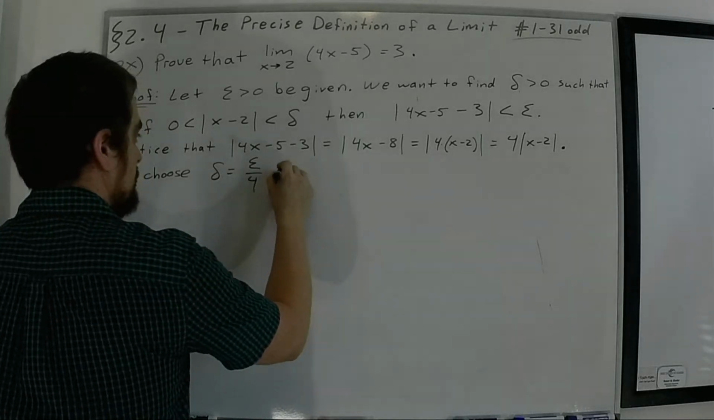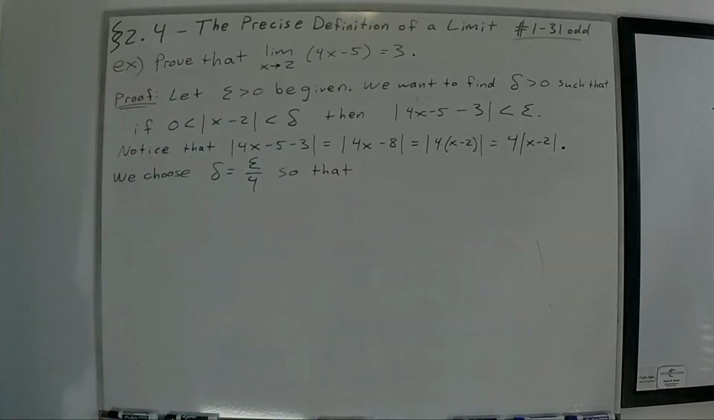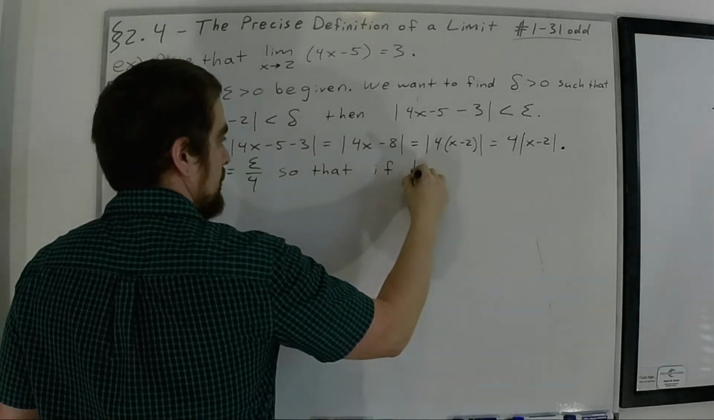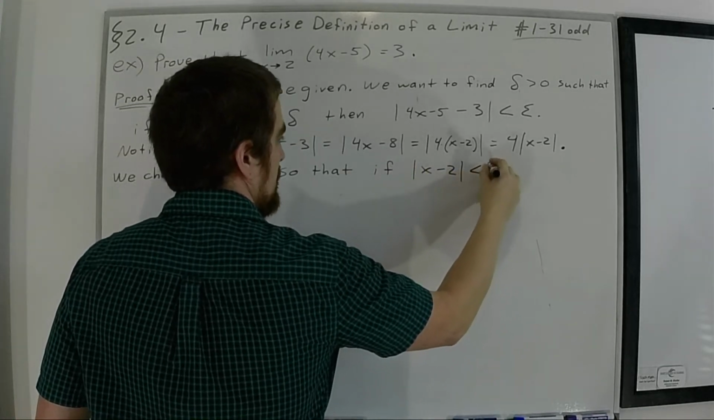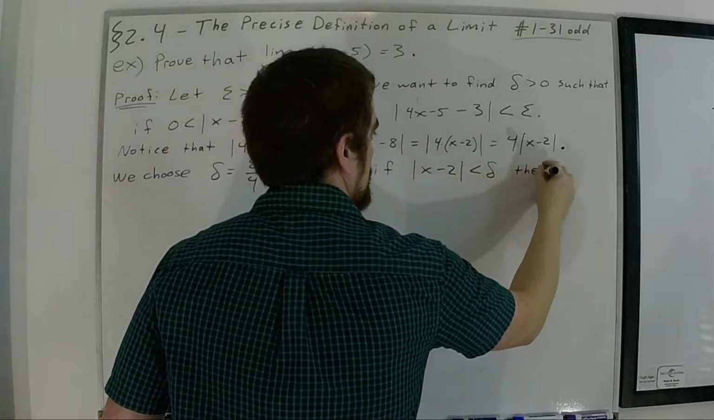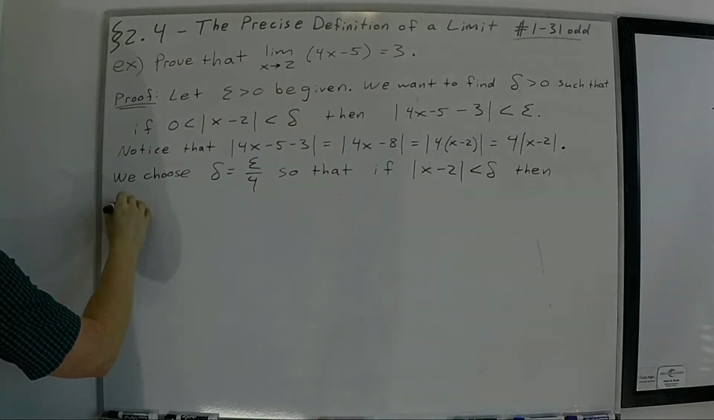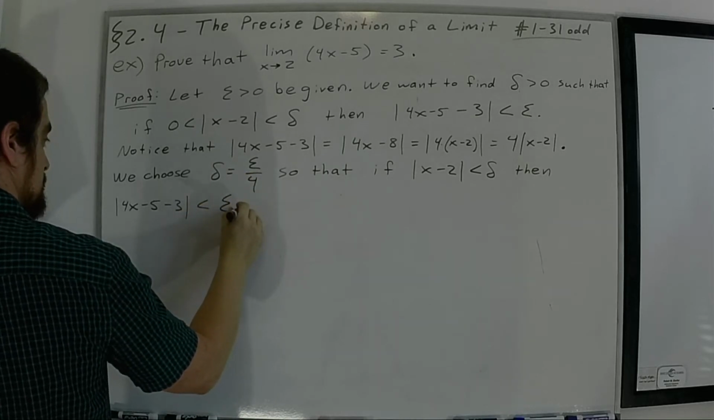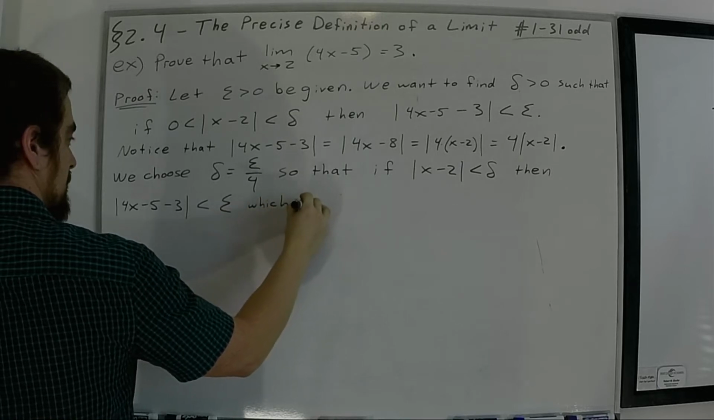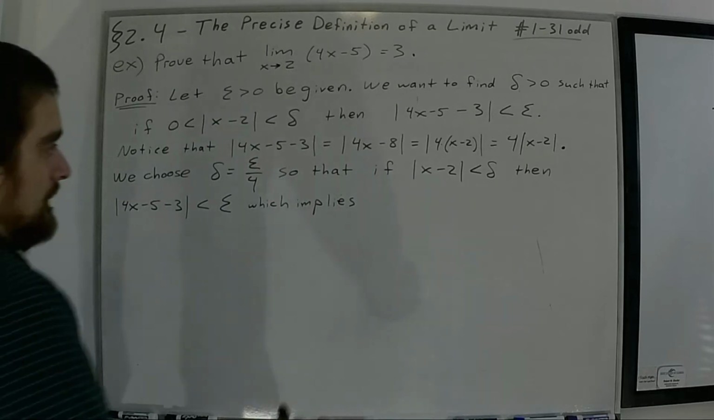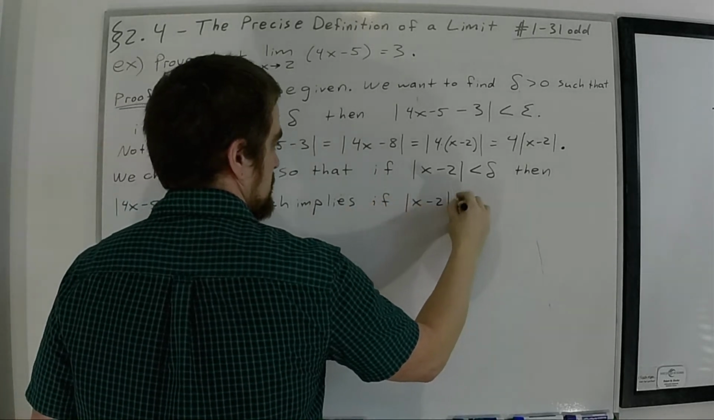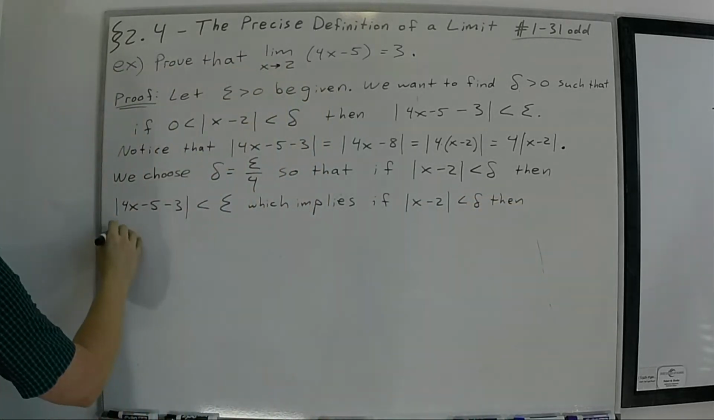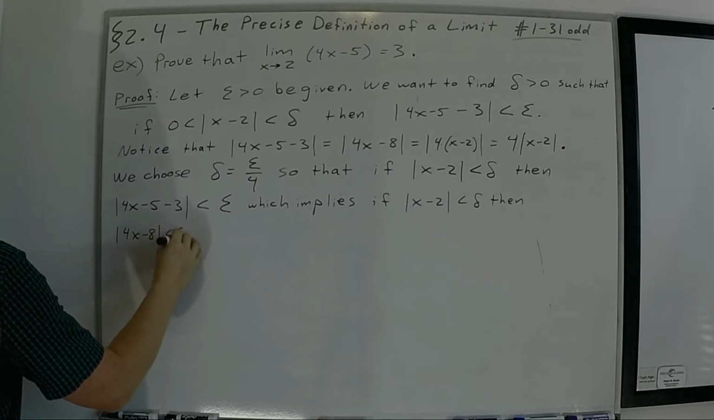Okay, still with me? And I'm going to keep on trucking. I'm going to say we're choosing delta equals epsilon over 4, so that if the absolute value of x minus 2 is less than delta, then the absolute value of 4x minus 5 minus 3 is less than epsilon, which implies that if the absolute value of x minus 2 is less than delta, then the absolute value of 4x minus 8 is less than epsilon.